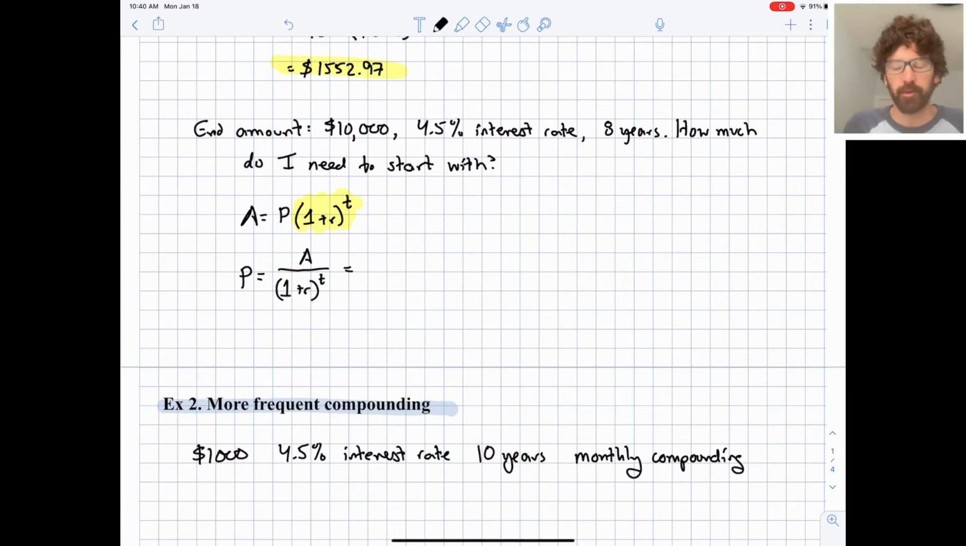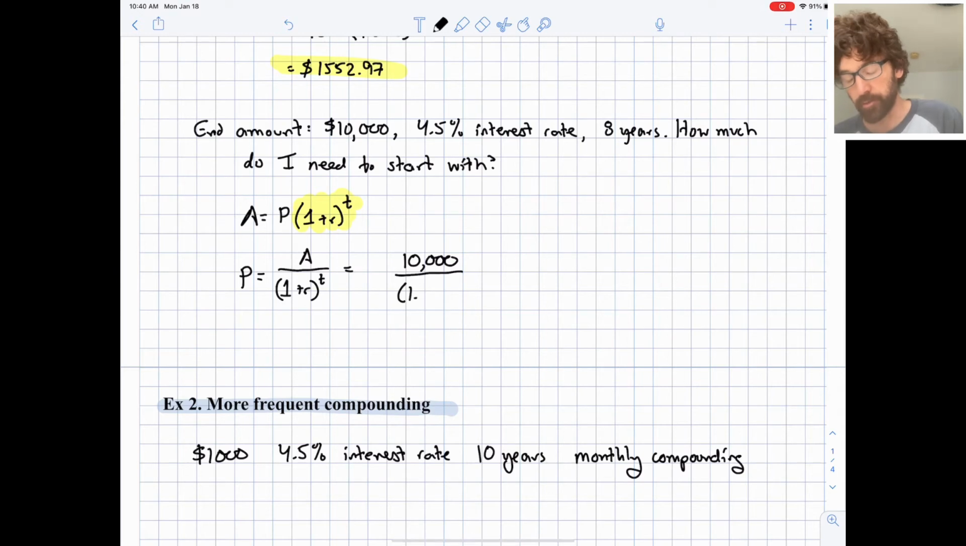And we can just plug in what we have. Okay, so here our ending amount, or A, is $10,000. Again, we're earning 4.5% interest, which turns our change factor, or our growth factor, the base of our exponential function, into 1.045, and our exponent is 8 for 8 years.